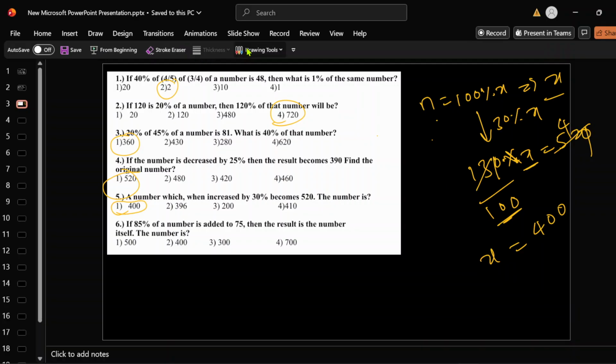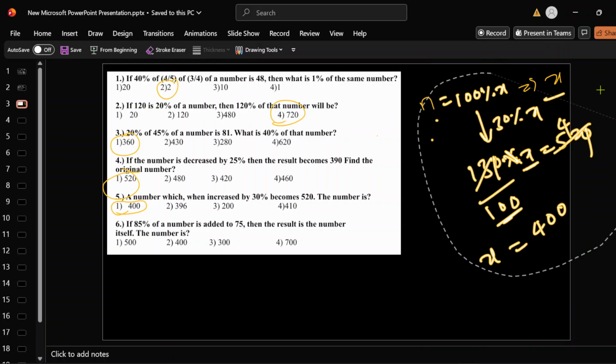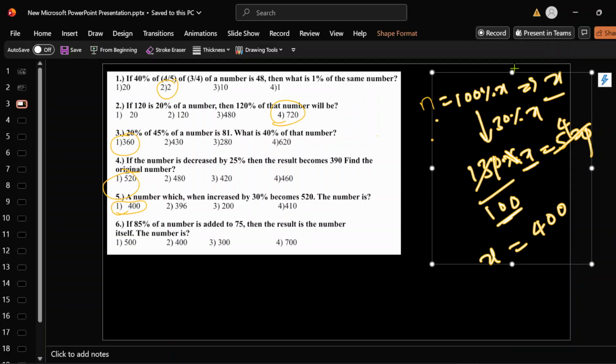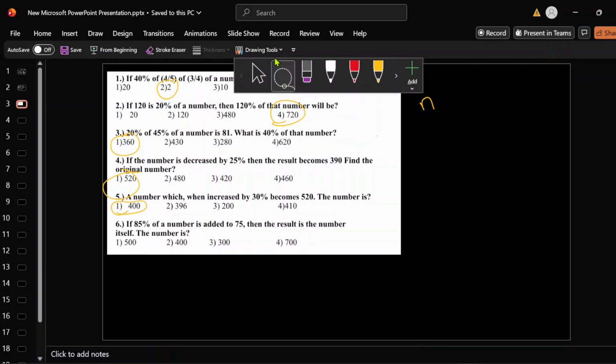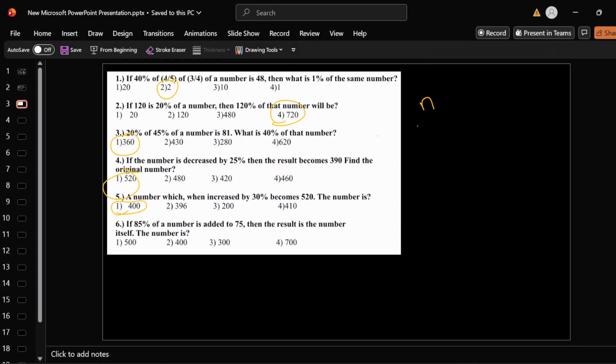Now the sixth question. What is the sixth question? If 85% of a number is added to 75, then the result is the number itself. The number is... 85% of a number. So let the number be x. This can also be written as 100% of x. This is the original number.